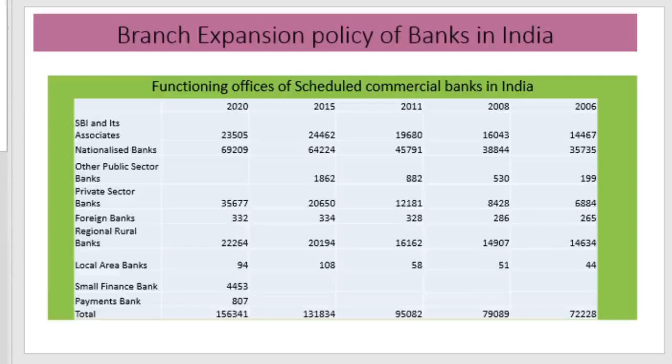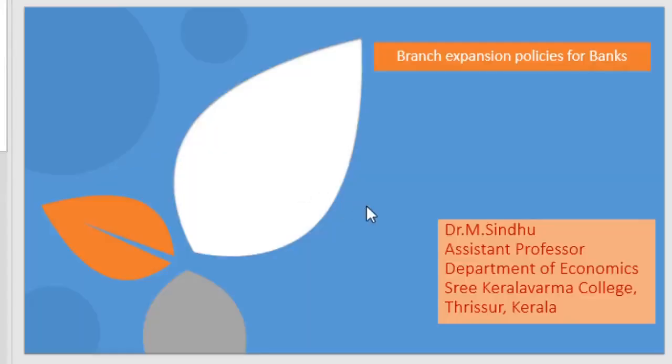This is about the branch expansion policies of India. We can see that over the period there was a tremendous increase in the number of branch offices in India. India adopted various policy changes also in accordance with the needs of the time.